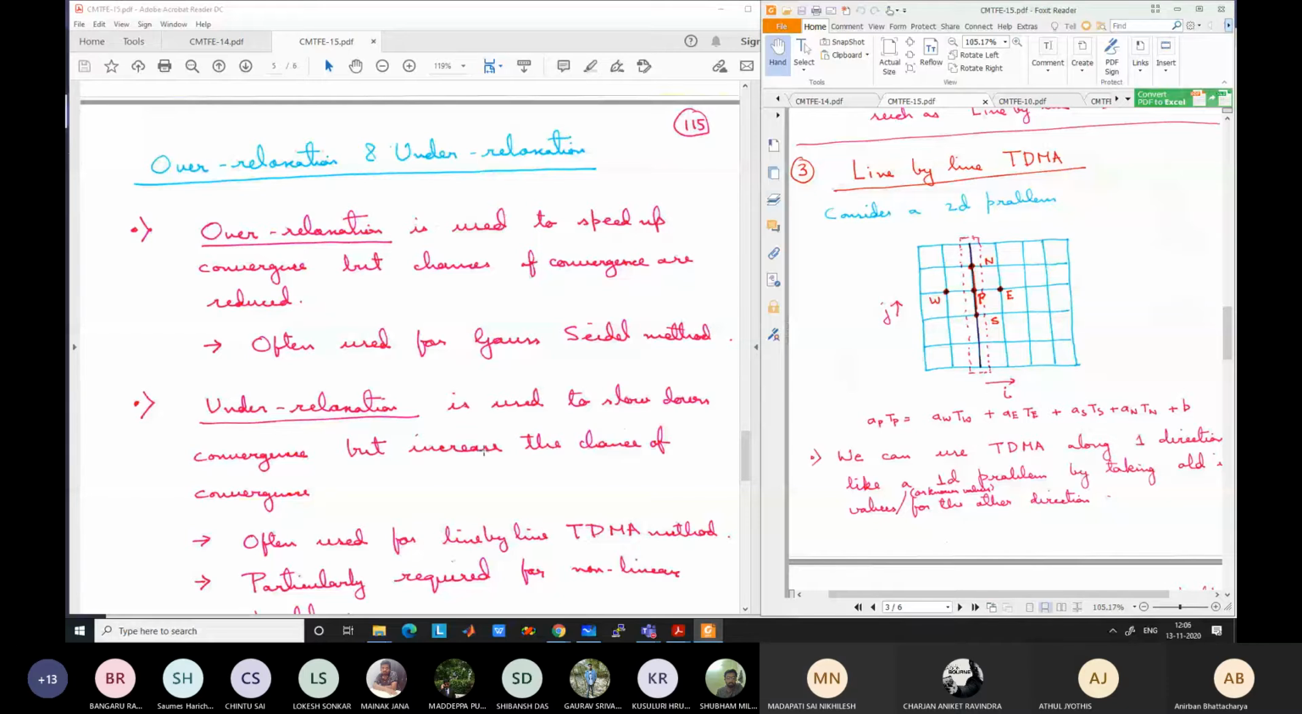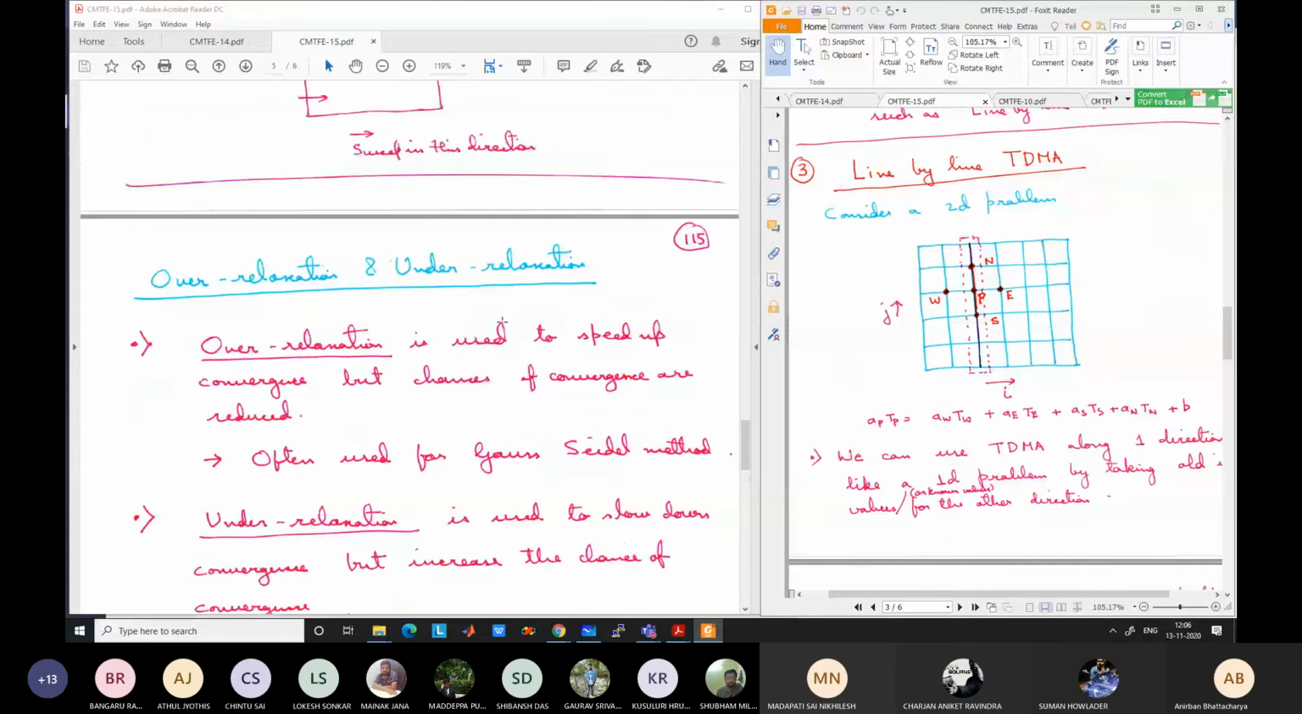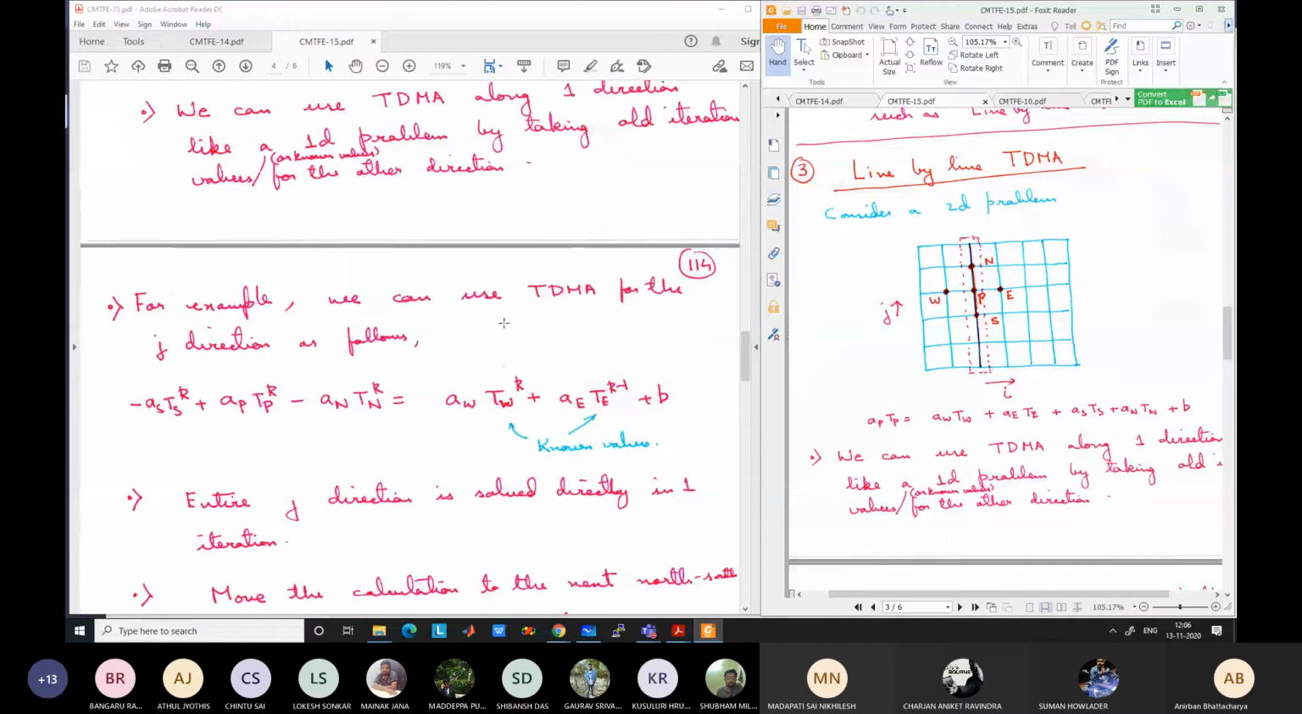Sir, that value which you are taking for each point, the previous iteration value, T to the power k minus 1. I didn't understand that, because on the left side vertical line we already know, but on the right side vertical line we don't know. Correct, correct. So you know the previous values, right? It is an iterative process.